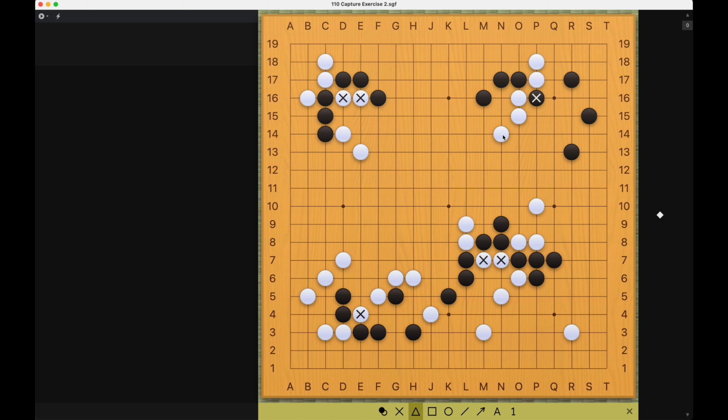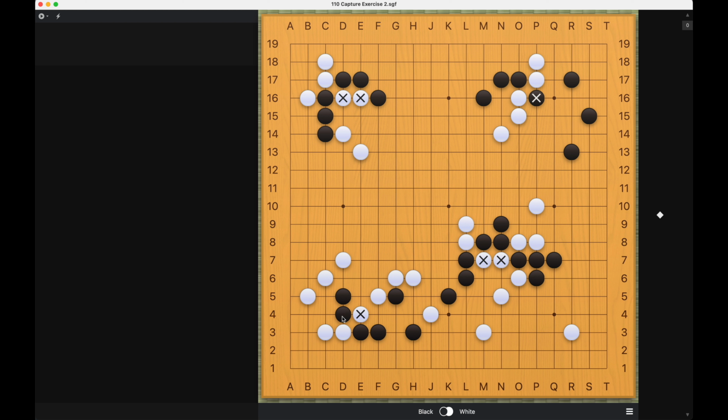So this is another pattern where you might see in real game situations, and it is very effective for capturing this black stone and connecting the white groups. Now let's look at the problem on the lower left.